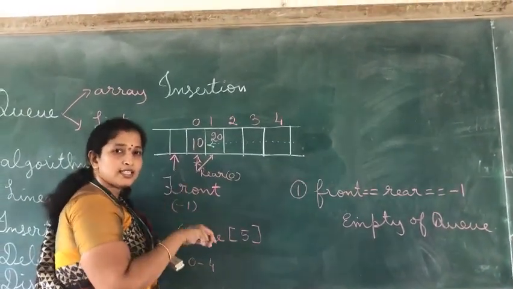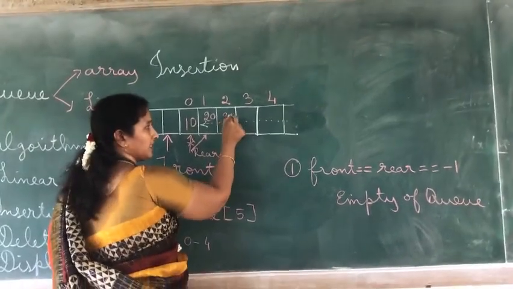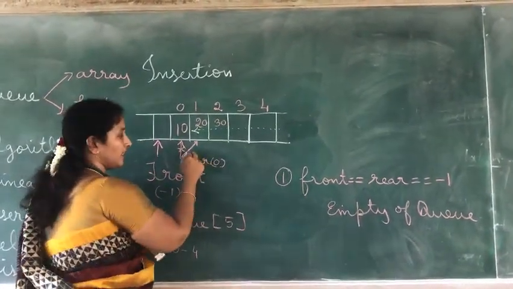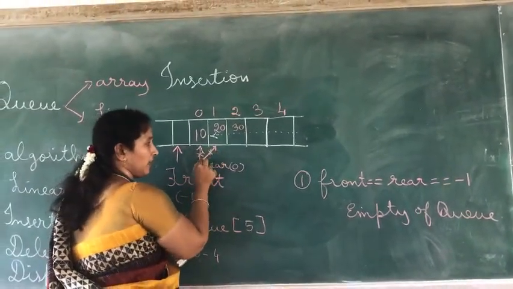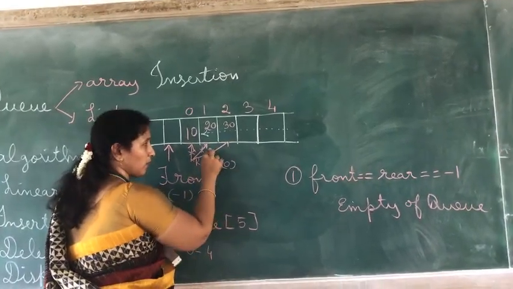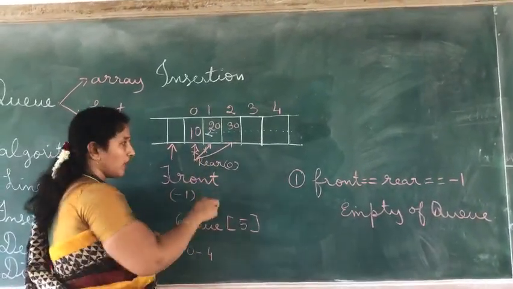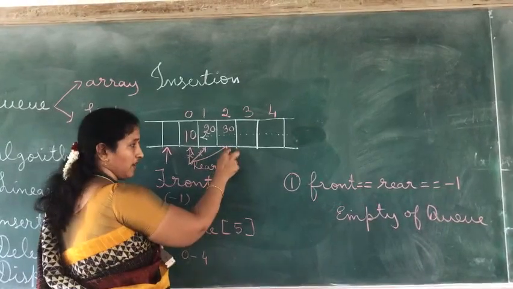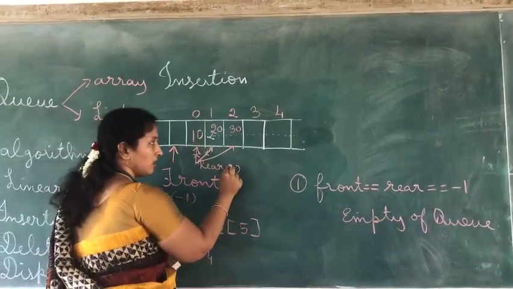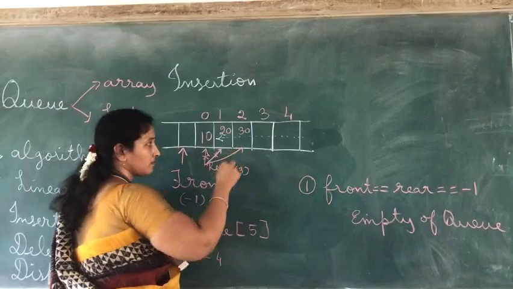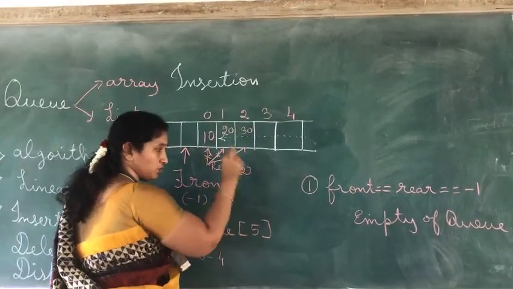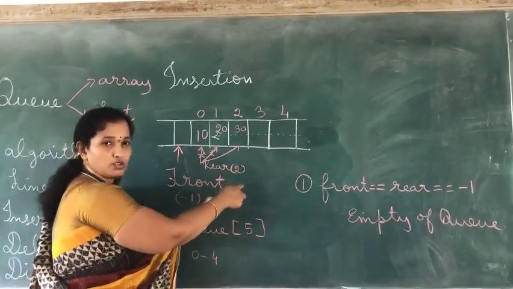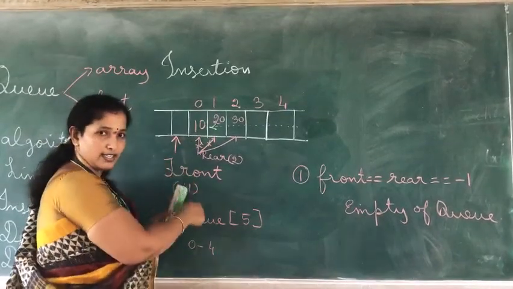When I am going to insert the next data, that is known as 30, when it is entered, this rear pointer link will be broken and then this link will be made. So now at this stage, what is the rear value? Rear value will be 3. Sorry, rear value will be 2. So now rear value is 2 and the front pointer is still at -1.